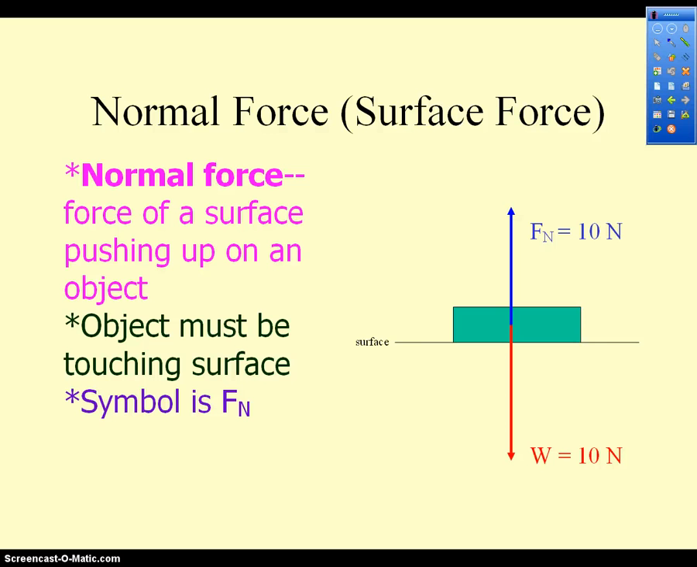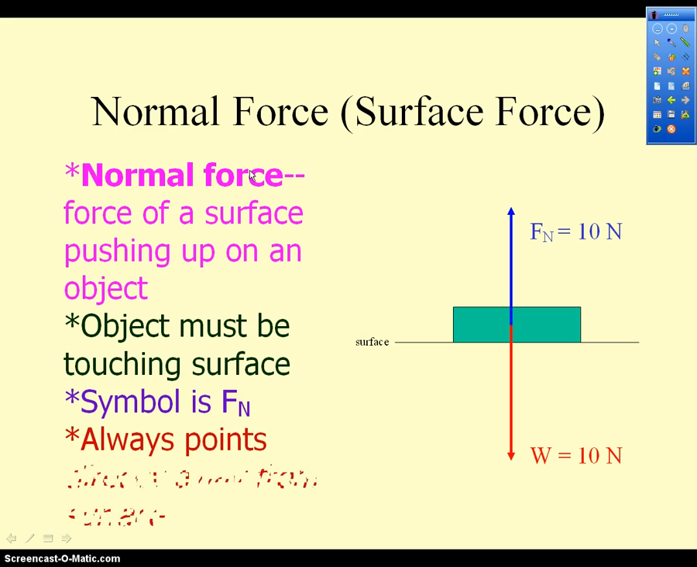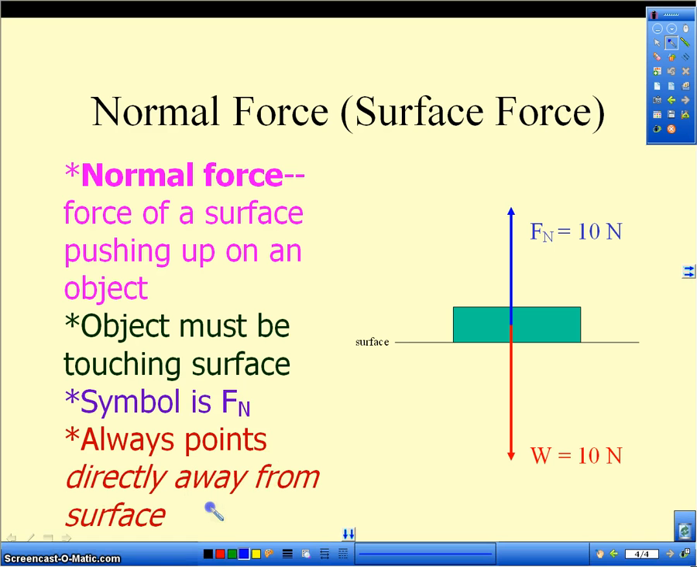In order for you to have the normal force, the object has to be sitting on a surface or touching a surface. If it's not touching a surface, then you're not going to ever draw this force. The symbol for it is F with a letter N, N for normal. That's the symbol we're going to use. And it's always going to point directly 90 degrees away from the surface. That's where the normal part comes in, the 90 degrees away from the surface. Normal meaning perpendicular.